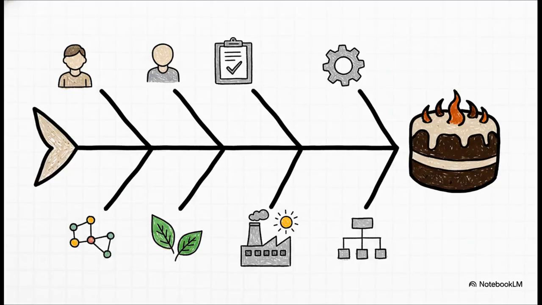Let's think about our burnt cakes again. Under the people bone, you might ask, is there a new baker who wasn't trained right? Under equipment, maybe, is the oven's thermostat broken? For procedure, are the recipe instructions unclear about the baking time? By exploring ideas inside these categories, the team can look at every single possibility instead of just randomly guessing.